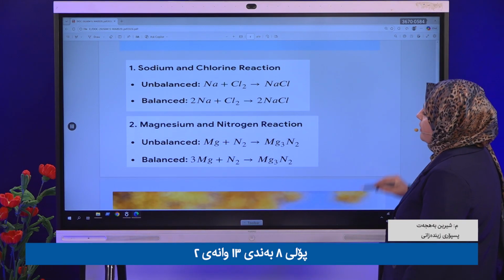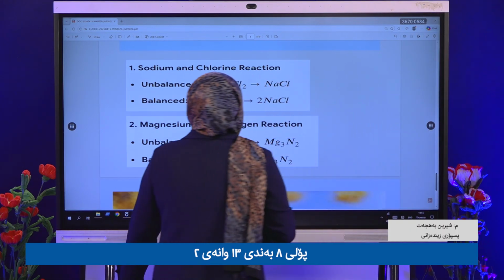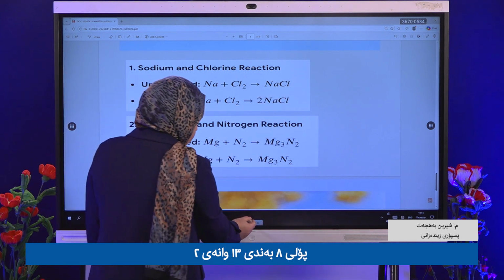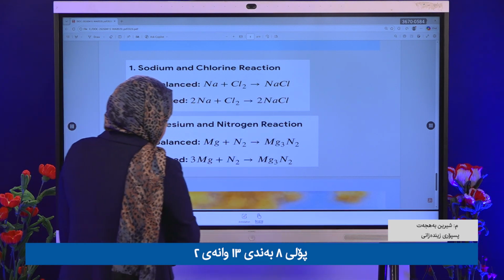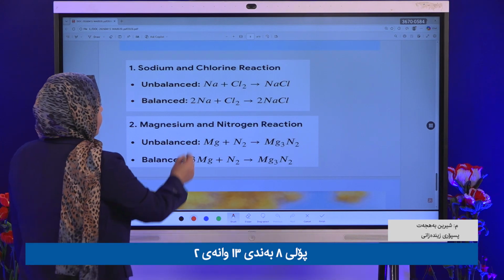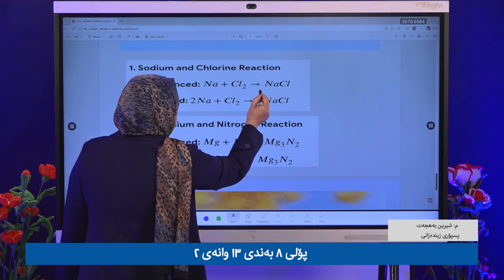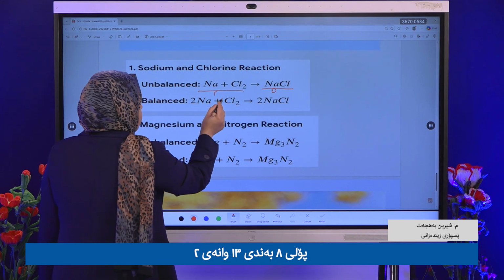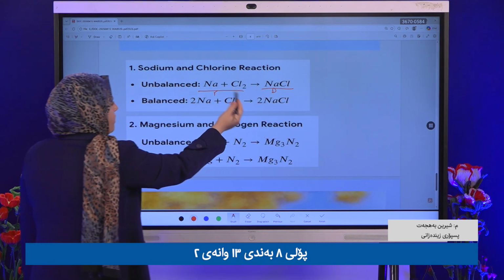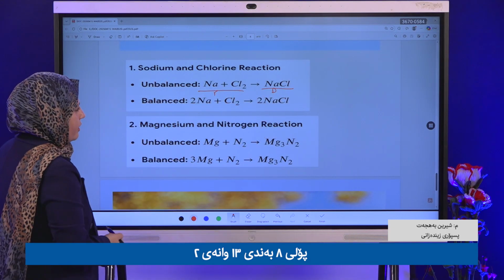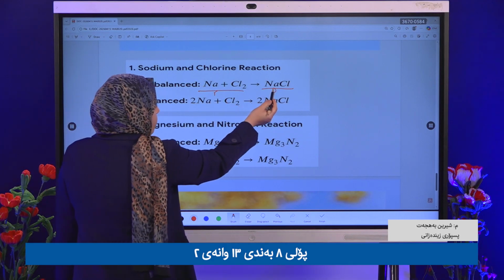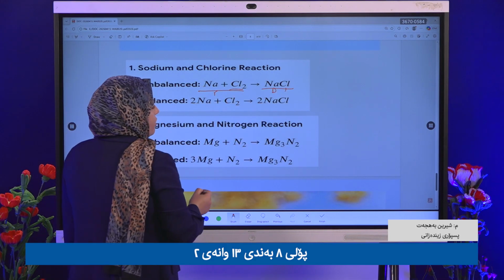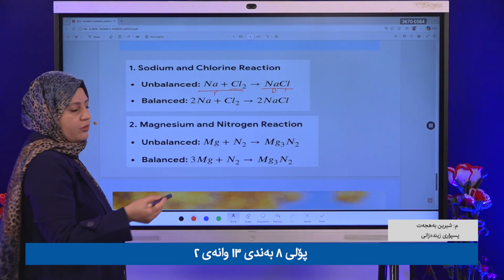Let us go to balancing the following equation, which is present in your book. We have Na and Cl2 forming NaCl. Look at what this part is called, product, and this part is called reactant. If you count the numbers, are they the same? Of course not. We have 1 sodium and here 1 sodium. What about chlorine? We have 2 chlorine and 1 chlorine here. So what should we write?